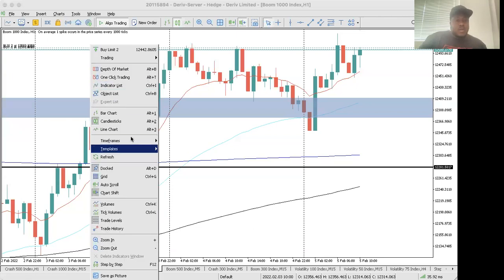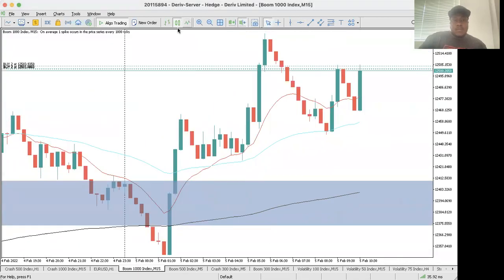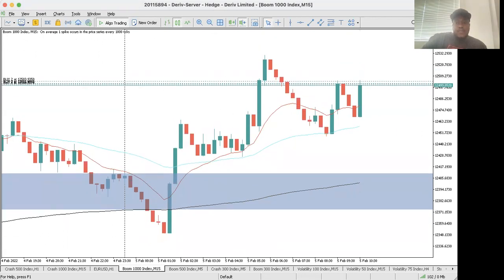Okay, so this is H1. We're going to quickly jump on to M15. M15 also gives me that confluence that I should scale in. I just want to check how many positions I have there. Okay, I'm just going to add one more just now. Okay, so that's the M5 view.